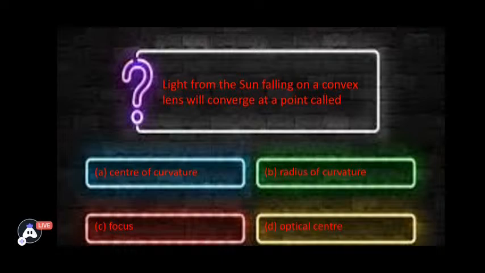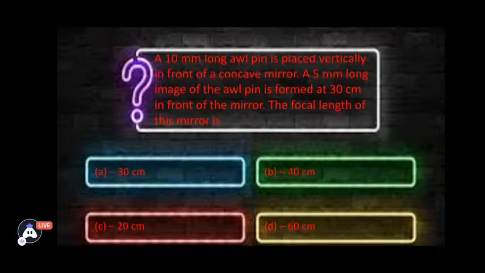Okay, think about it carefully. You're answering correct. All the rays which are coming parallel to the convex lens will converge at a point called. Great. Okay, yes. So many of you have answered correctly.